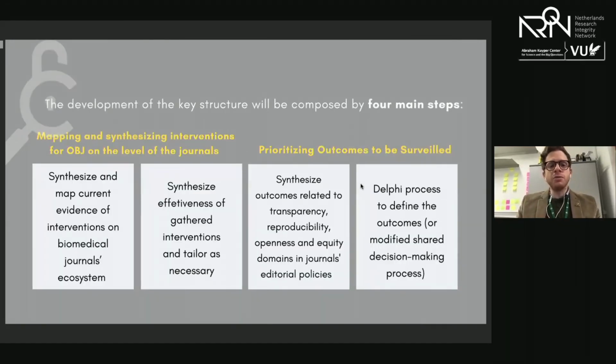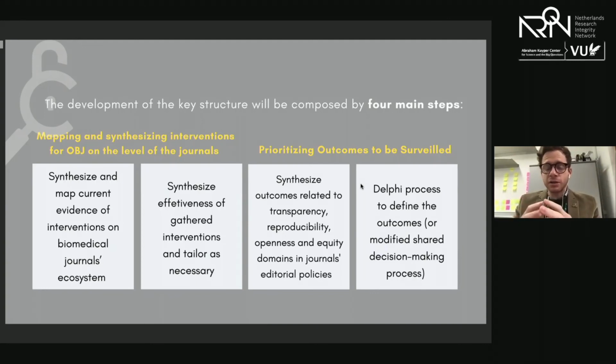So in a short frame, what is our timeline? First, we need to see what types of interventions change the behaviors of editorial staff, editors-in-chief, and the whole editorial board. We need to see what may change their behavior, what interventions are in the literature, and also synthesize the gathered interventions and tailor them as necessary. That's a preliminary step.